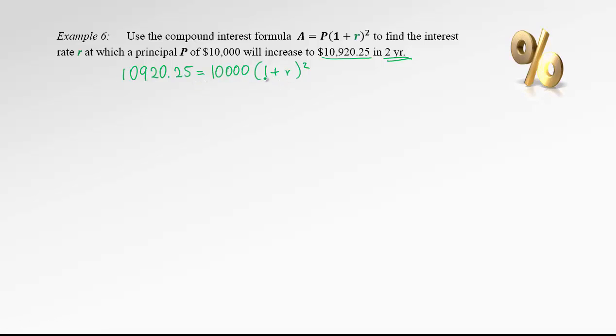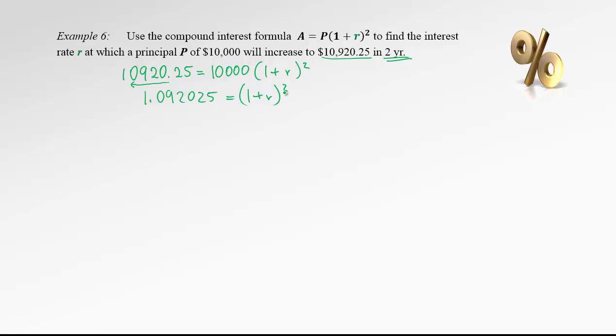How to do it? We could expand the square on this side and then use our strategy with quadratic equations. However, it's easier if we just divide by the coefficient, 10,000, to the other side. That just moves the decimal dot 4 places to the left. So we really have 1.092025 equals (1 plus r) squared.